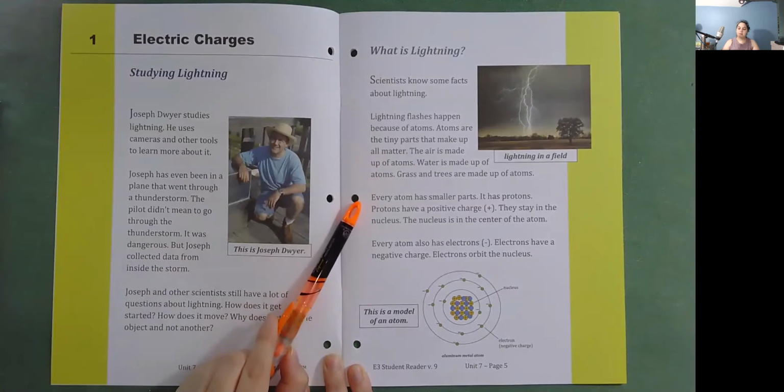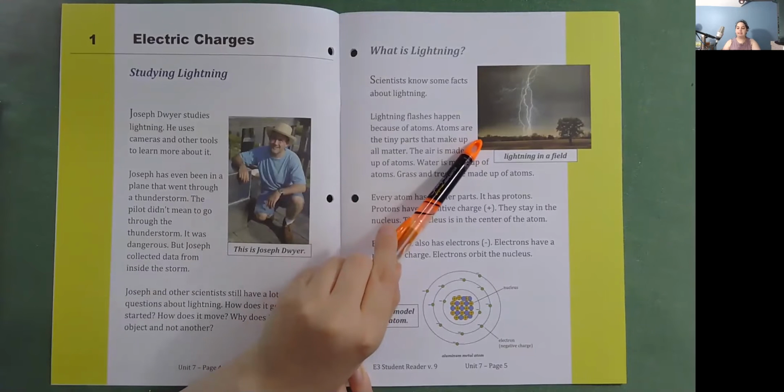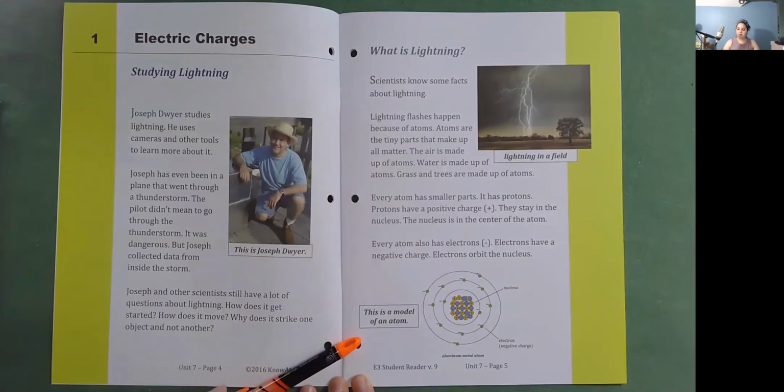Every atom has smaller parts. It has protons. Protons have a positive charge. They stay in the nucleus. The nucleus is the center of the atom. Every atom also has electrons. Electrons have a negative charge. Electrons orbit the nucleus. Here's a picture of lightning in a field. And this is a model of an atom.